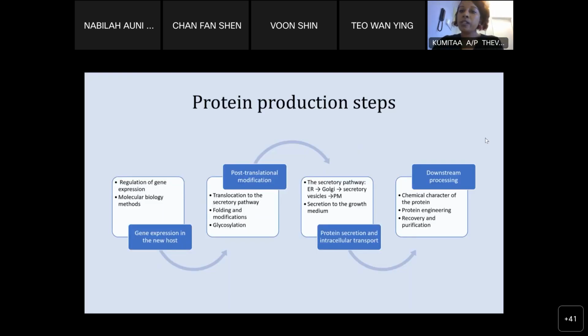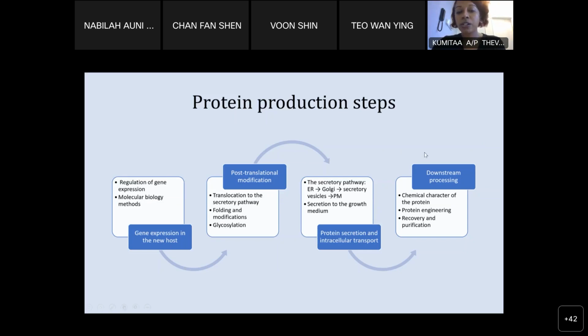All right, so when we talk about protein production steps, it can be divided into four main components. So the first one, which we saw quite a lot about in the last class, is how do you actually express your gene in a new host? So how do you regulate the expression? So at least in prokaryotic systems or in a bacterial system, we saw that things like your promoter actually affects it. We also saw the type of plasmid and the type of strain that you use also affects it.